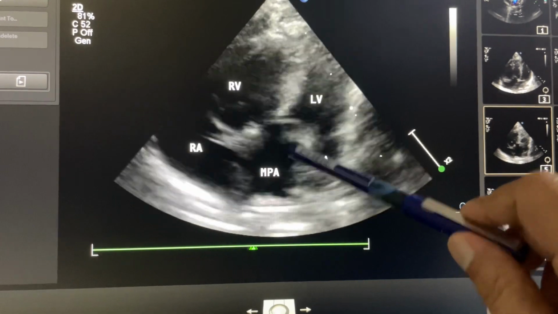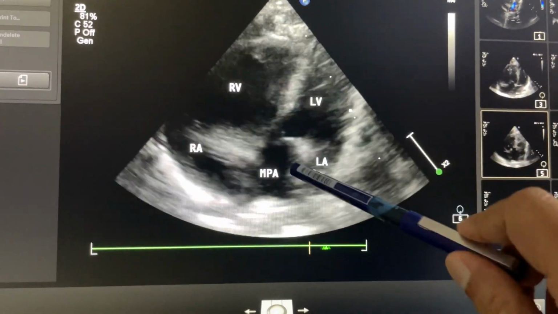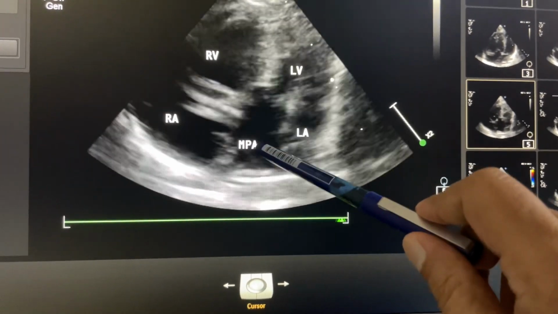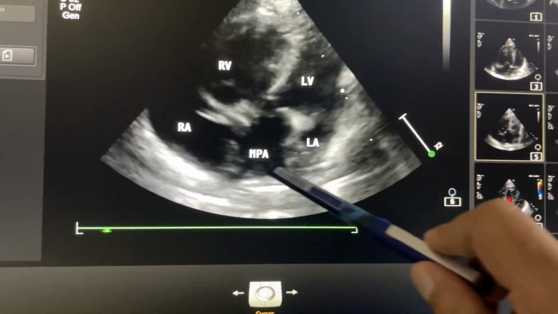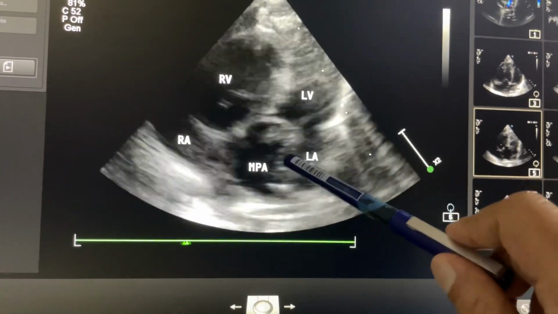How do you find out that this is the pulmonary artery that is coming from left ventricle? One thing is it is bifurcating. You can see the bifurcation. This is right pulmonary and left pulmonary. This is the main pulmonary artery.